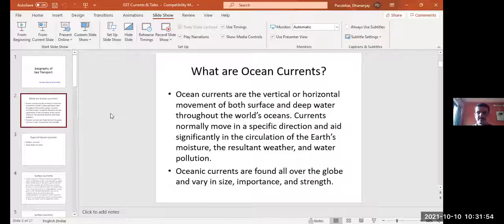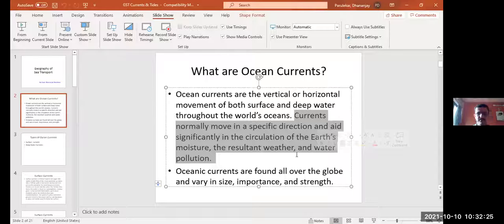All of you, please write down: currents move in a specific direction and significantly help in the circulation of Earth's moisture, resultant weather, and water pollution. This is the paragraph I highlighted. Moisture goes up, right? We say Bombay has a lot of humidity, you sweat, where does it come from? Moisture content. The resultant weather is definitely going to be moved by these currents and winds, and water pollution.